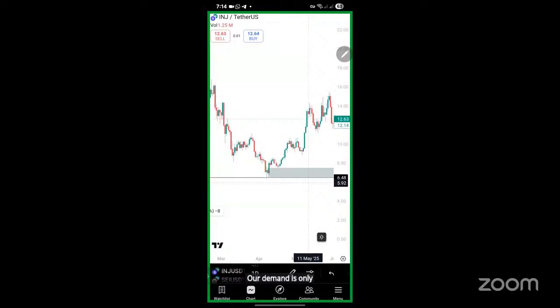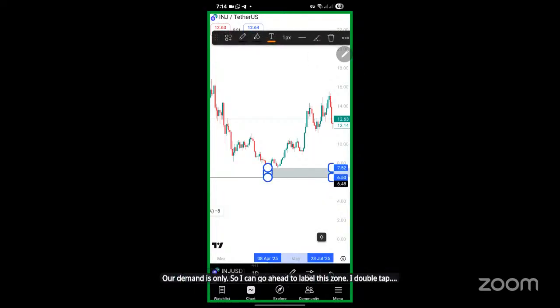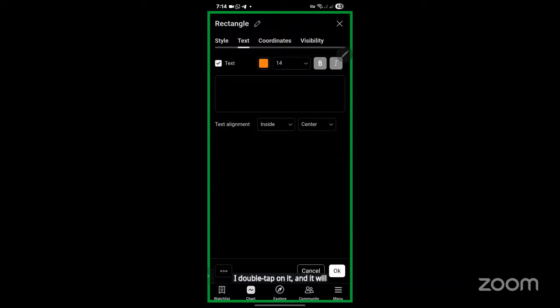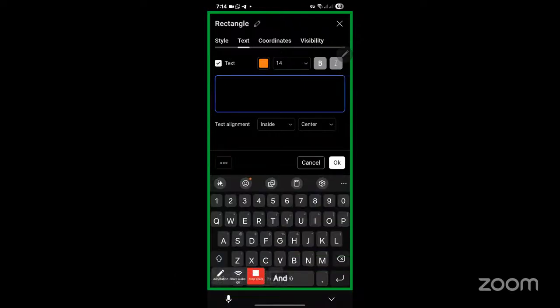So I can go ahead to label this zone. I double tap on it, and it will bring me this. I tick text. Then after ticking text, I'll come here and I say daily demand zone.